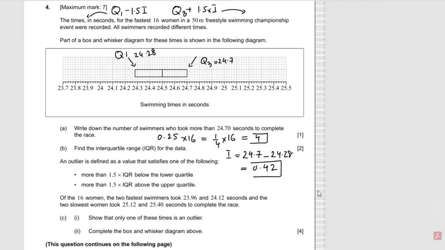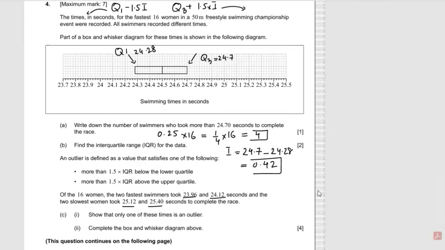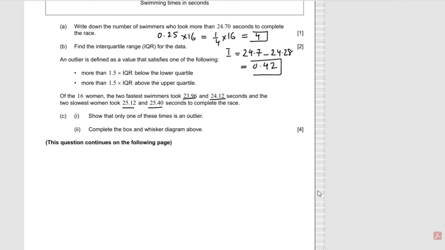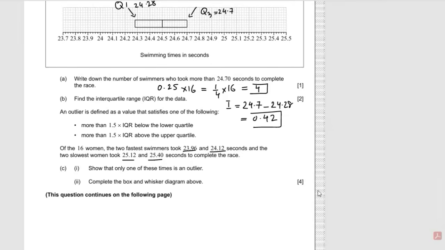So they are saying of the 16 women, the 2 fastest swimmers took 23.96 and 24.12 seconds. So these are the smallest times, right? Because they are fastest. And the 2 slowest women took 25.12 and 25.40 seconds to complete the race. Part C, 1. Show that only one of these times is an outlier. Okay, so for this, I just need information from here. I need to check what is Q3.